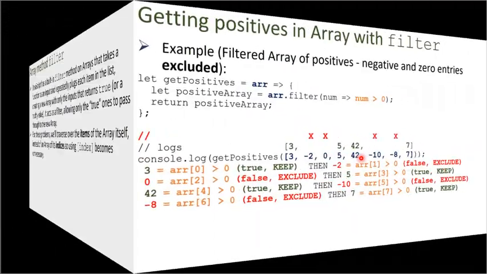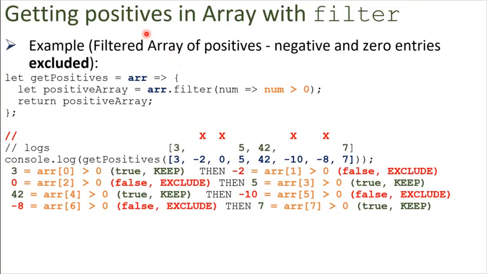So let's say you wanted to take an array and get a filtered array from this one that only contains the positives in this array. So we have this function getPositives that I'm defining here, and you give it the input of arr, which is going to be our array. I'm going to call this variable positiveArray, that's going to be the filtered version of this array that only takes, as you can see, the positive numbers.